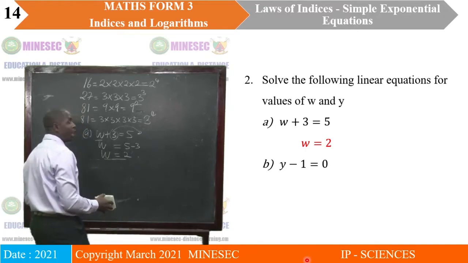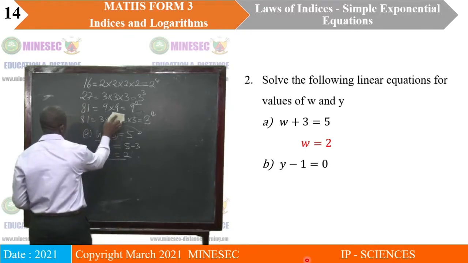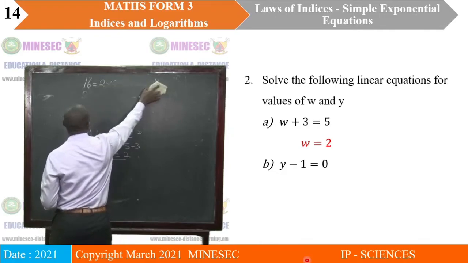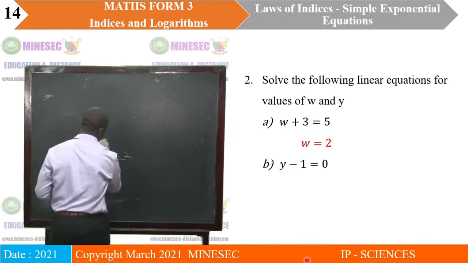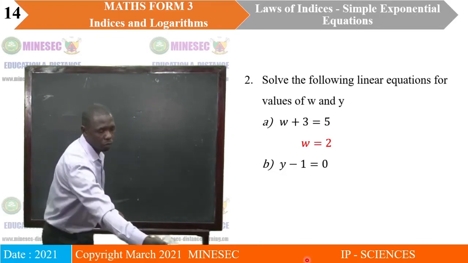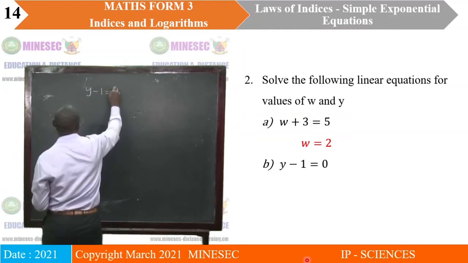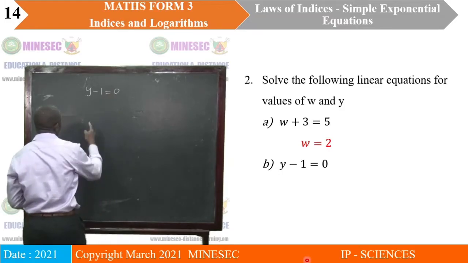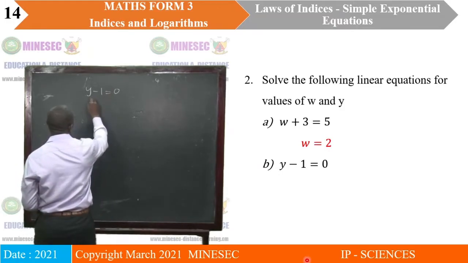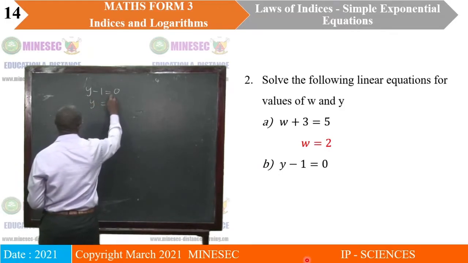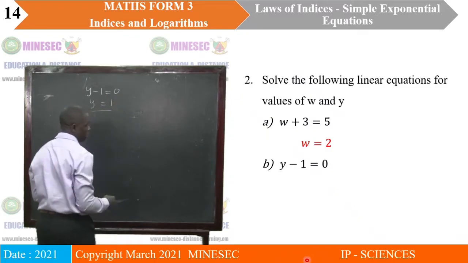The next question is y minus 1 equal to 0. So if you are to carry out that operation to find the value of y, that is y minus 1 equal to 0. If you add 1 to both sides of the equation, y will simply be equal to 1. That will be your result.